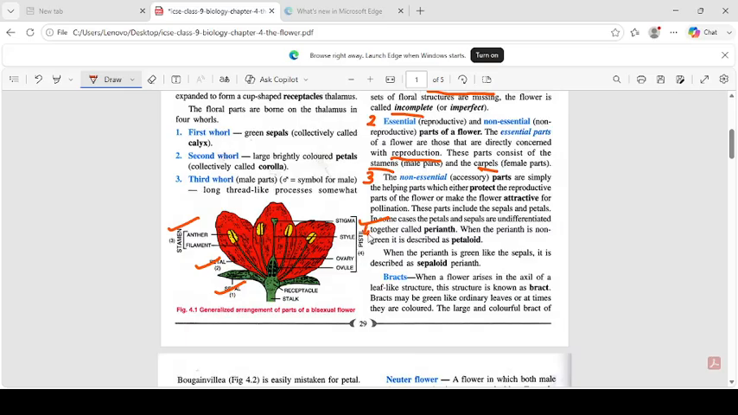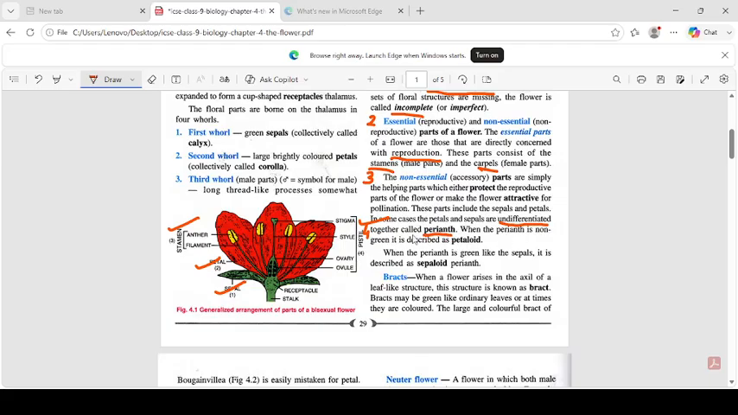Next, we are moving to: what is perianth? Definition number 4 will be perianth. What is perianth? If calyx and corolla, or sepals and petals, cannot be differentiated, as in case of the lily. You must have seen there is no calyx, no corolla, rather there are two whorls of the similar kind of structure. So that is called perianth, and the unit of perianth is called tepal.